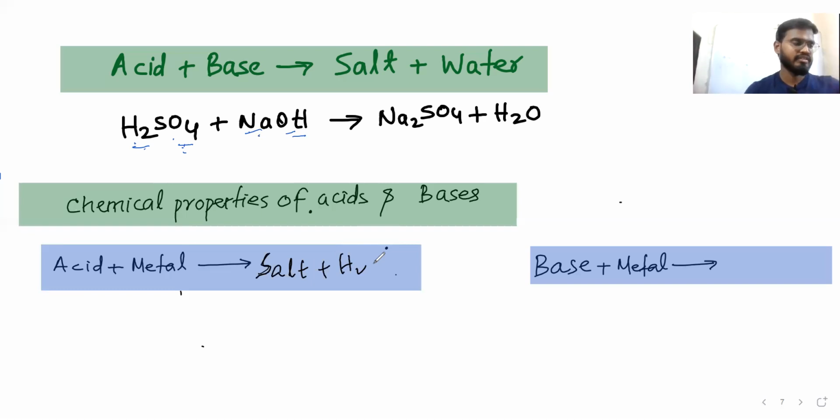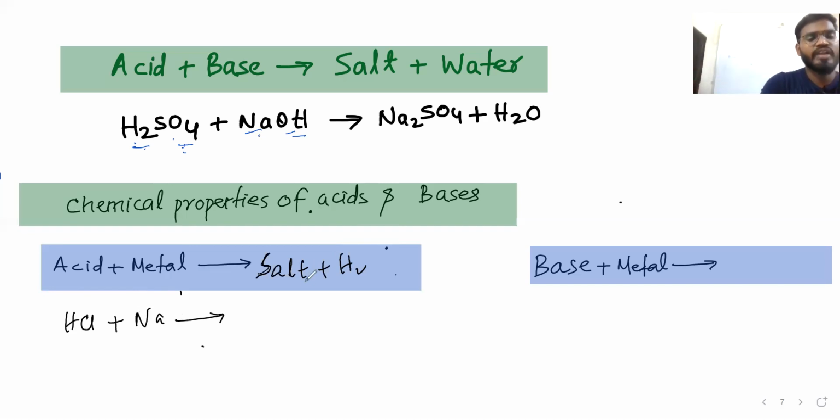Let's see an example. Suppose HCl plus a metal, any metal. Let's take Na. So what will happen now? HCl plus Na gives NaCl plus H2 gas, right?